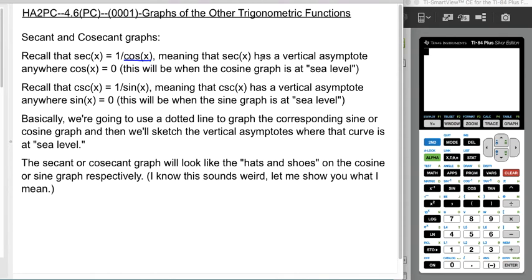And we can say the same thing about cosecant and 1 over sine x. So we're looking for where sine x would be 0. But again, in a transformed graph, that would be whenever my sine graph is on sea level, right? That middle line. So basically what we're going to do is graph the cosine or the sine graph that corresponds with the secant or cosecant that we're given, sort of as an invisible dotted line graph, right? And then we're going to draw the secant and the cosecant as though they're kind of the hats and the shoes, which I know sounds super weird, but you'll see what I mean, on top of the cosine or sine graph. So let's go ahead and walk through this.